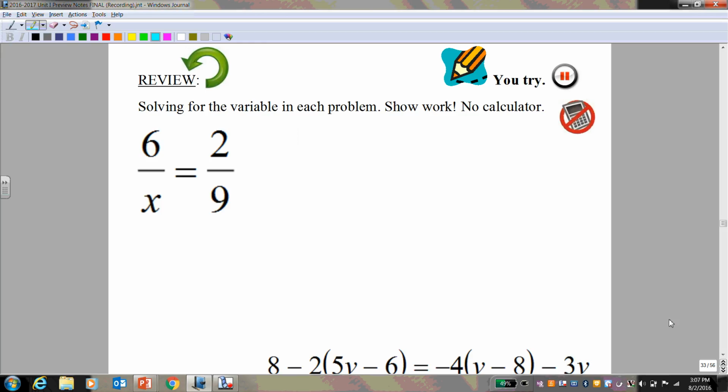Your review page. Do this without a calculator. Show your work in pencil, please. Pause. Welcome back. Now in red pen, I'd like you to correct your work. Let's check.